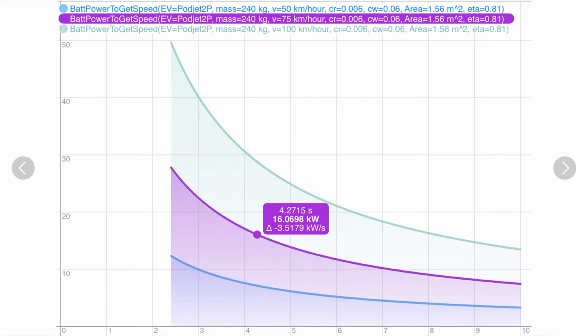Then what about the acceleration? If I have a 4 kilowatt motor per wheel, what is then the acceleration? The acceleration from 0 to 75 kilometer per hour with 16 kilowatt is approximately 4.2 seconds. This is also a quite good acceleration.